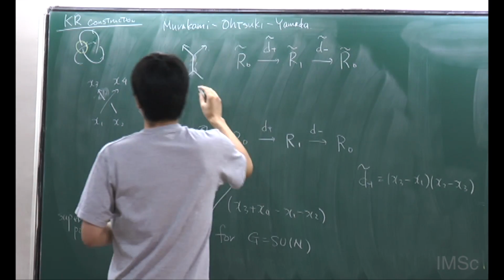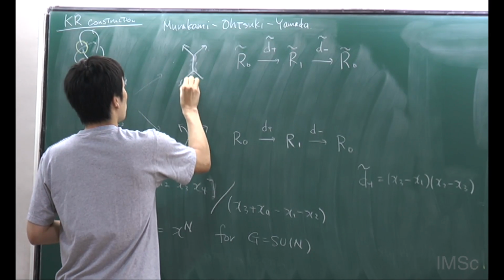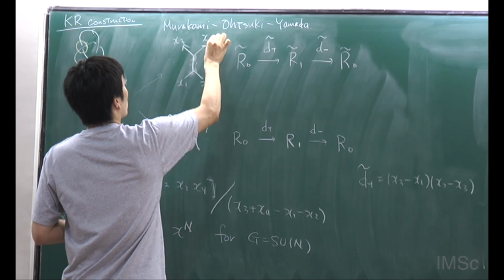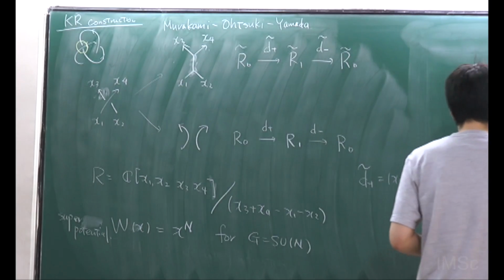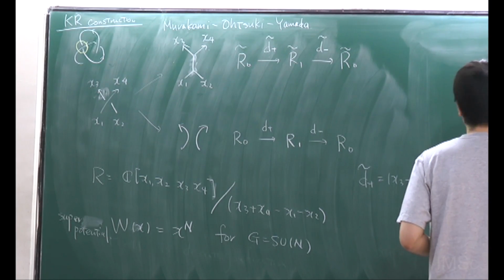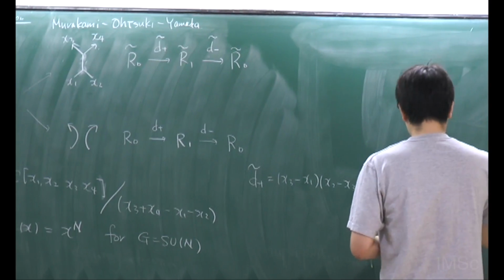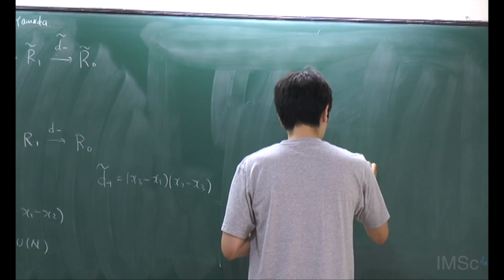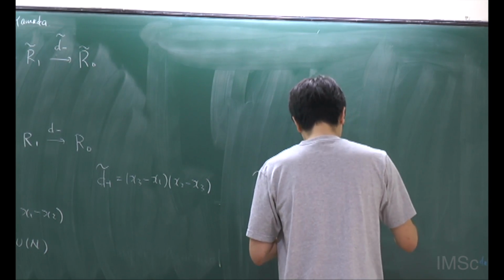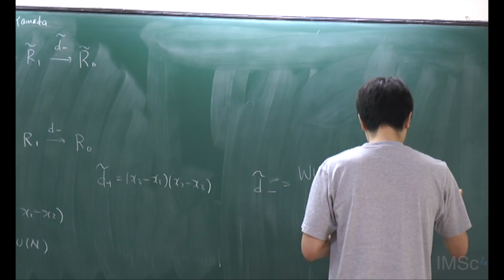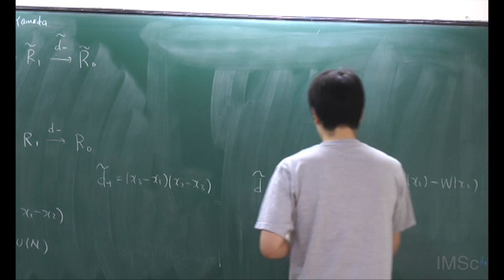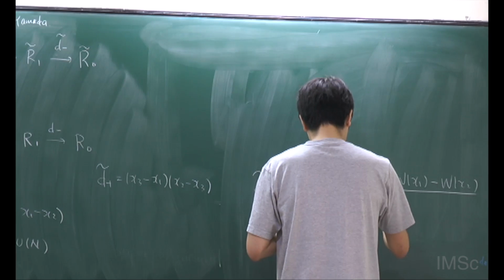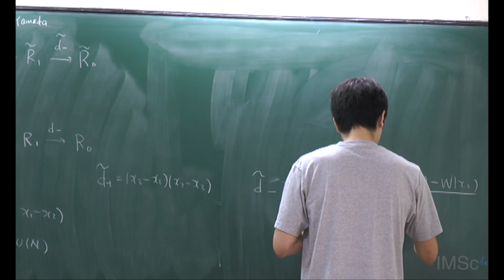So here, you just assign the chiral superfield, or just a variable as a mathematician, like this way. And D minus tilde is given by W x3 plus W x4 minus W x1 minus W x2, divided by x3 minus x1 and x2 minus x3.